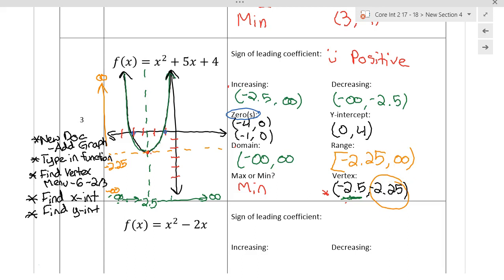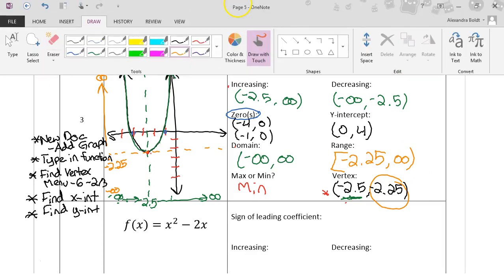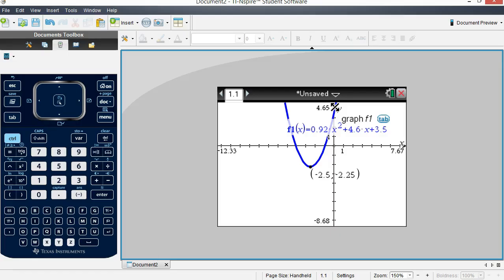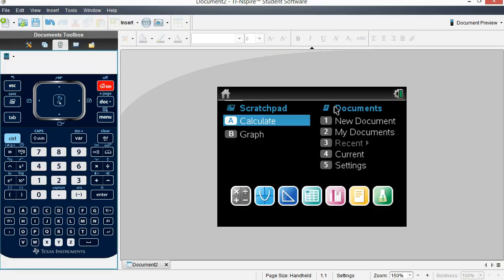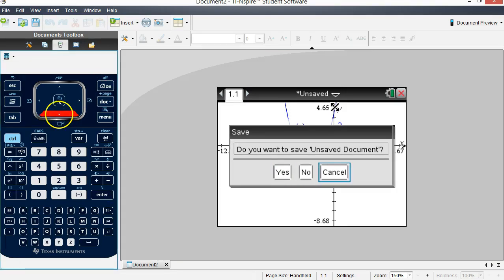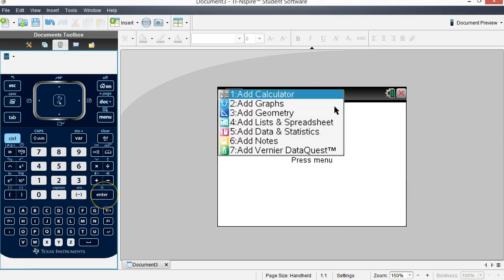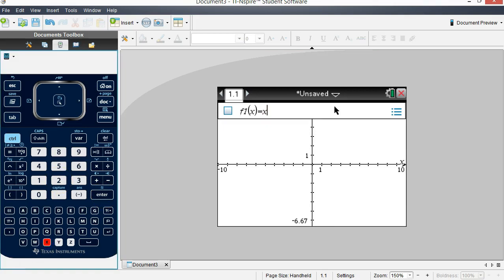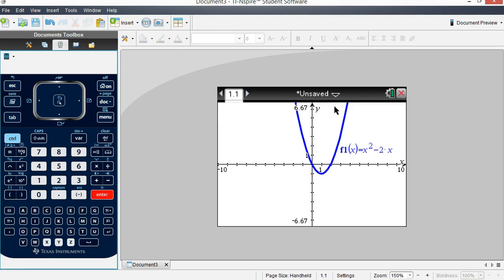All right, last example. I'm going to type in x squared minus 2x. So again, new document. No, we don't want to save. We want to add a graph. X squared minus 2x. Enter.